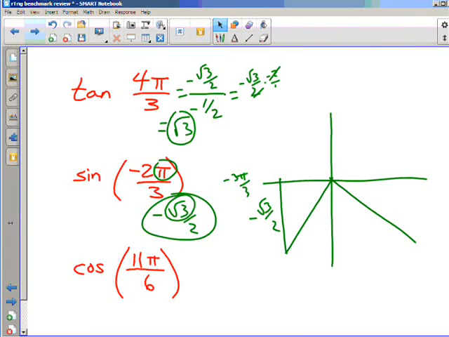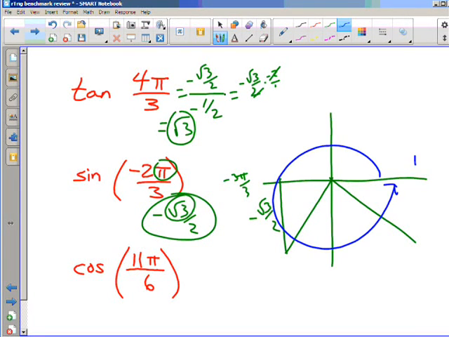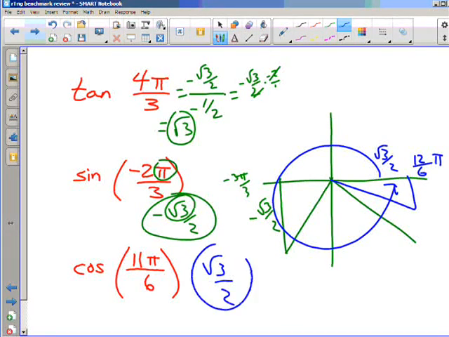Last here, 11 pi over 6. Go with blue. I know that all the way around is 12 over 6 pi. So 1 short will give us our 30-degree reference angle, or pi over 6. Cosine is positive here. The longer side is on the adjacent. So positive root 3 over 2.